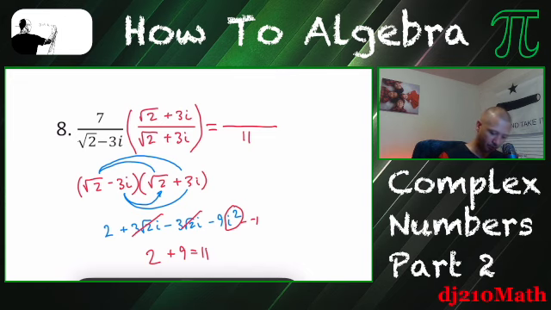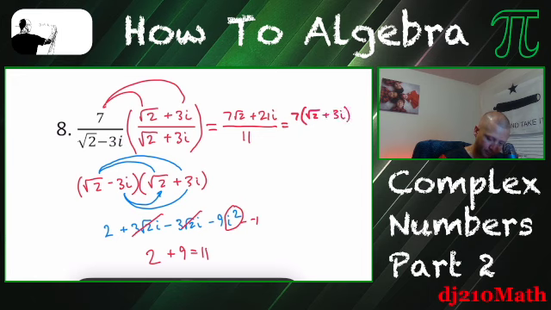Okay. Numerator. This one's easy. 7 times 2, 7 root 2. 7 times 3i, plus 21i. Now, some people will argue that leaving out the 7 is more simple. So you might see this answer.